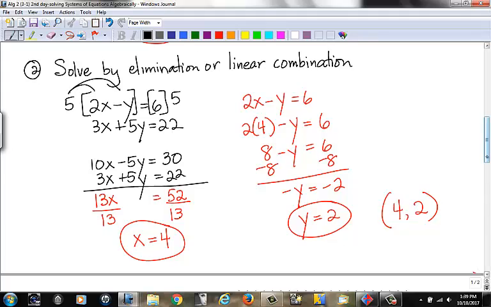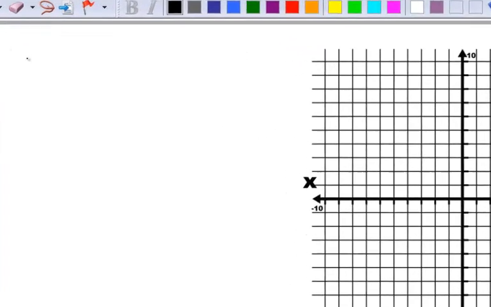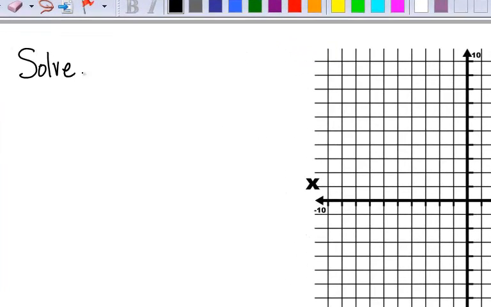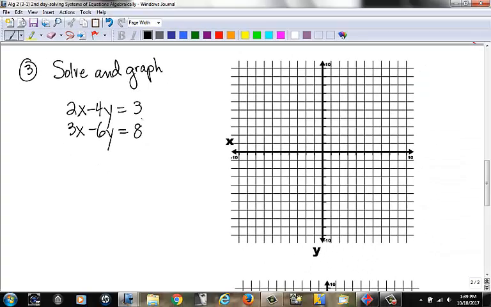Yesterday we went through graphing, and I want to do another one of those. So they just ask you to solve and graph. But it didn't say solve by graphing. It just says solve and graph. Okay, so first equation is 2x minus 4y equals 3. Second equation is 3x minus 6y equals 8.